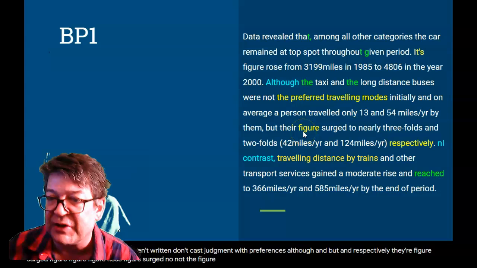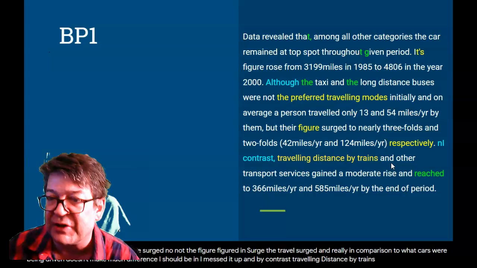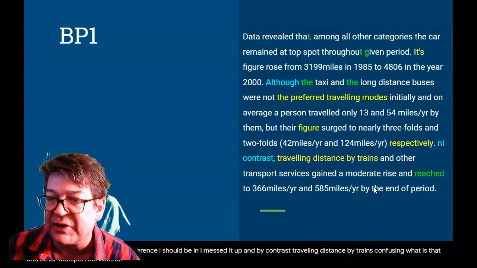No, not the figure. The figure didn't surge. The travel surged. And really, in comparison to what cars were being driven, it doesn't make much difference. It should be "in." I messed it up, "in." By contrast, "traveling distance by trains." Confusing. What is that? "And other transport services." Traveling distance by trains and other transport services "gained a moderate rise." You can't gain a moderate rise. "And reached" by the end of the period.